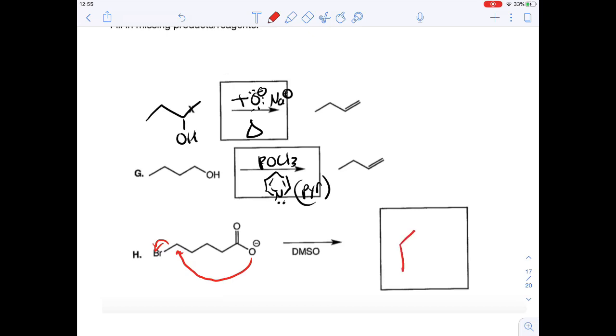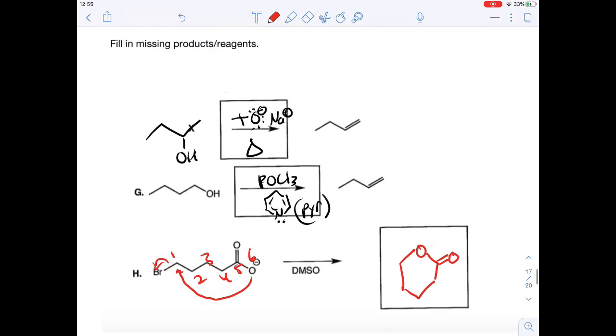So this is going to attack this carbon and kick off the Br, forming a 6-membered ring: 1, 2, 3, 4, 5, 6, where one of them is the O. And then you're going to have a ketone off of carbon 5. So that is the answer to H. Okay.